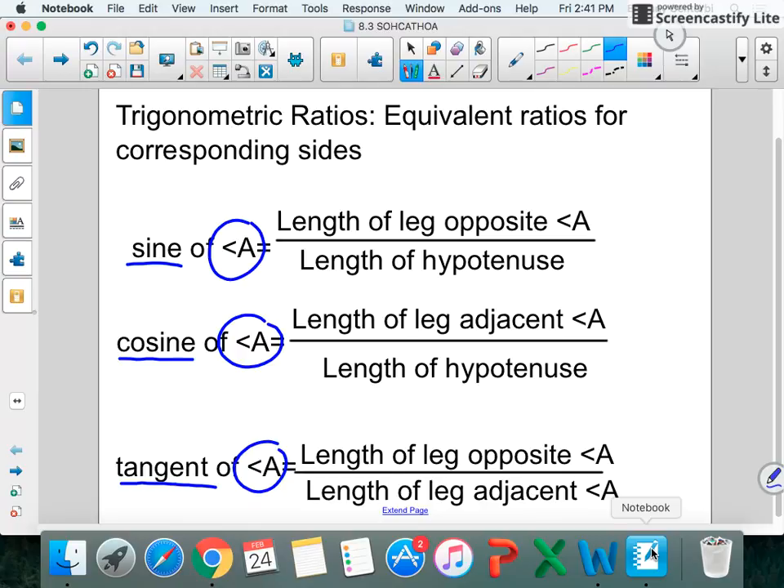So sine is the opposite leg over the hypotenuse. Cosine is the adjacent leg over the hypotenuse. And tangent is the opposite side over the adjacent side. And again, it's all going to be based off these angles that were given. So we'll look at a few examples.